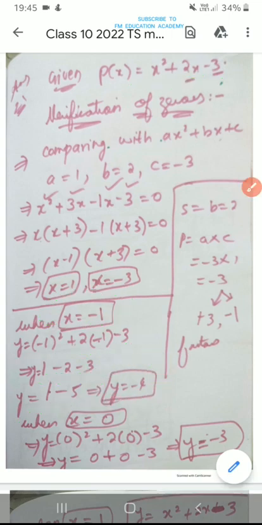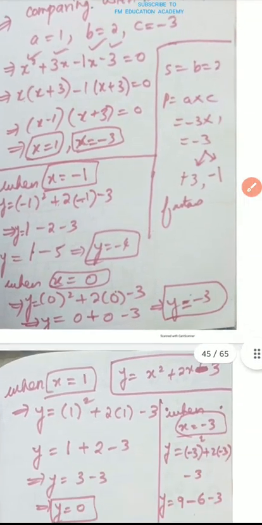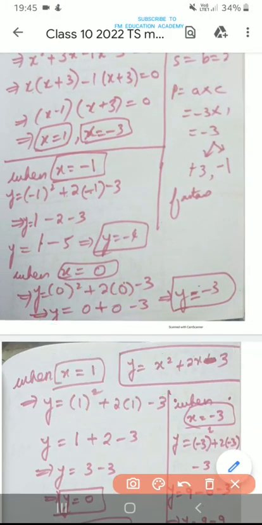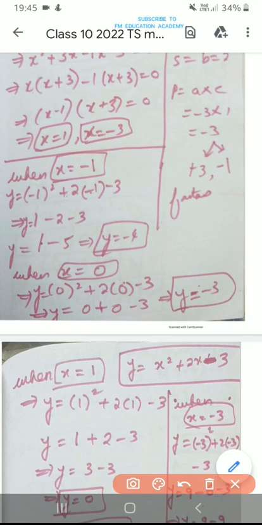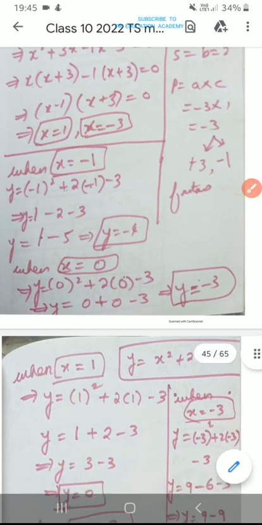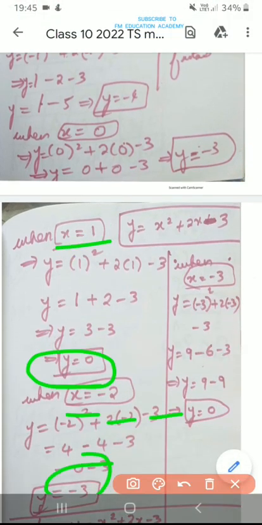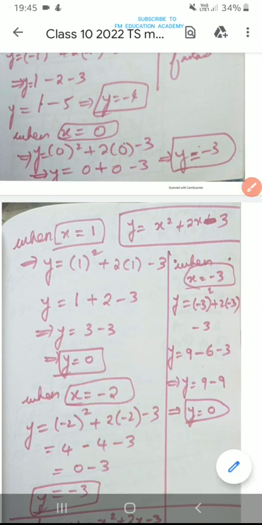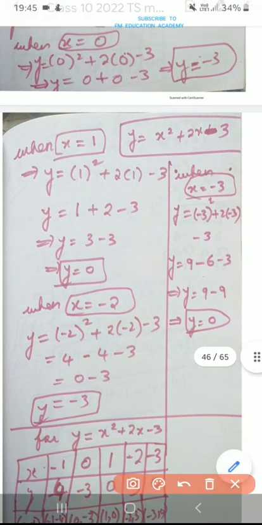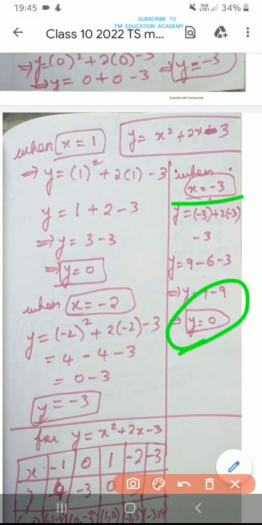Now I'll take one more point as x is equal to 0. So substitute here, when x is 0, y is equal to 0 square plus 2 into 0 minus 3. So y is equal to 0 plus 0, because 0 square is 0, plus 2 zeros are 0, 0 minus 3, y is equal to minus 3. So I got when x is 0, y is minus 3. Now I'm taking one positive value, that is when x is equal to 1, substitute here. I'll get the value of y as 0. So when x is 1, y is 0. Now take one more point of x as minus 2. I'll get the value of y as minus 3. Okay, and again I am taking one more point. When x is minus 3, I am getting y as 0.